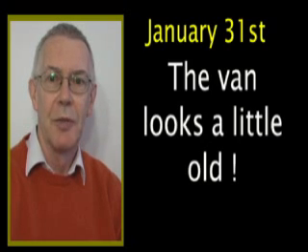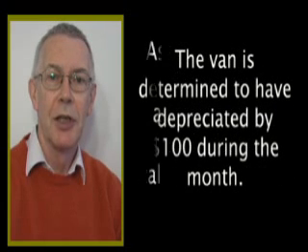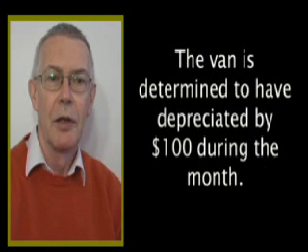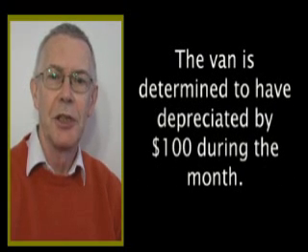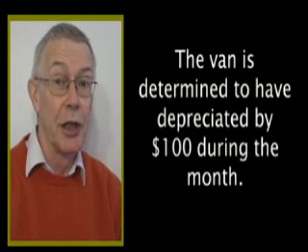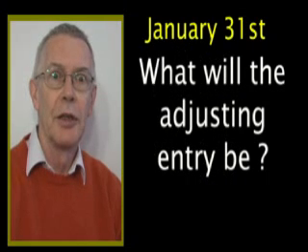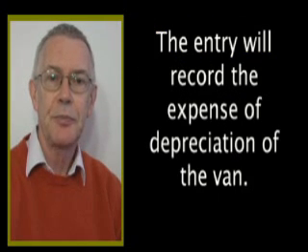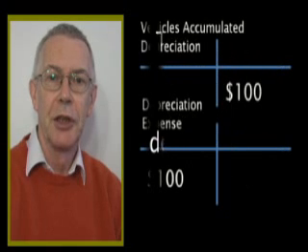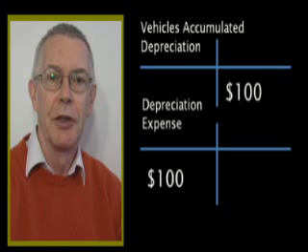There are other adjustments. One of these is depreciation. A typical example might be for a motor vehicle. Dee determines depreciation for the month to be $100. The methods of depreciation are explained in a separate podcast. What will the adjusting entry be? Depreciation is an expense. The depreciation expense is debited with $100. The accumulated depreciation account is credited with $100.